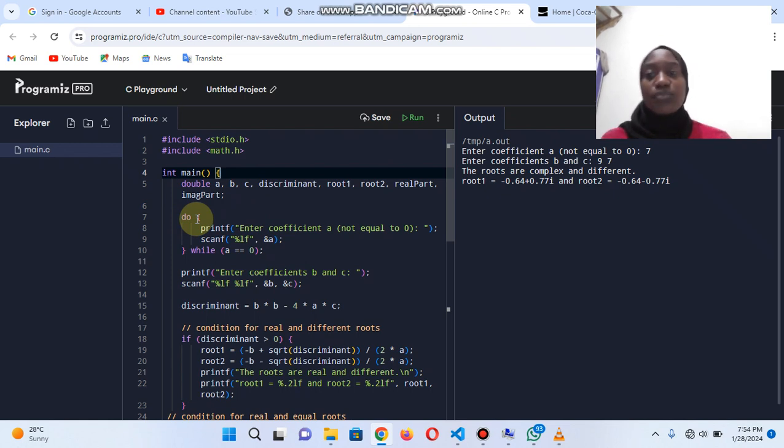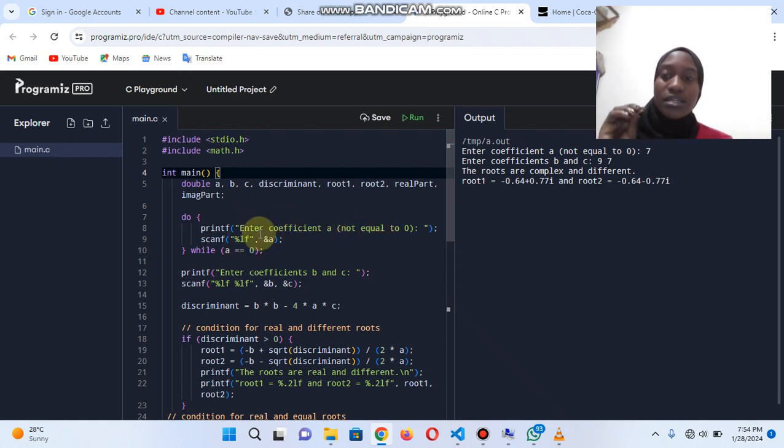Well, we have the do while loop. First of all, we printf and enter the coefficient. The program is going to print enter coefficient a, so long as a is not equal to 0. A cannot be equal to 0, because if it's equal to 0, then the equation is invalid. A cannot be equal to 0, so we enter the coefficient.